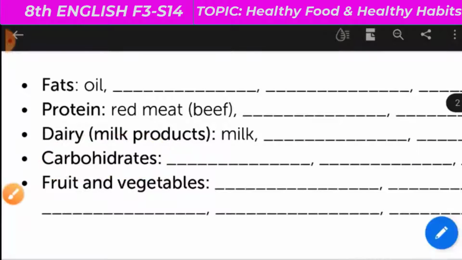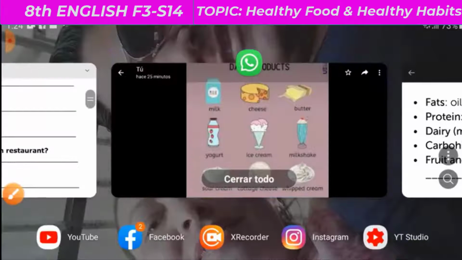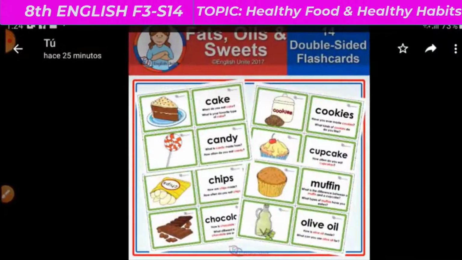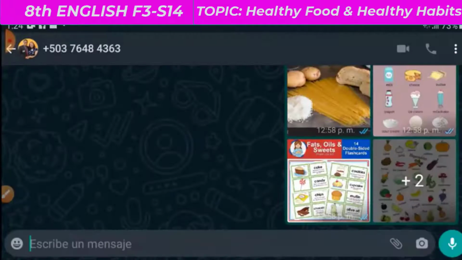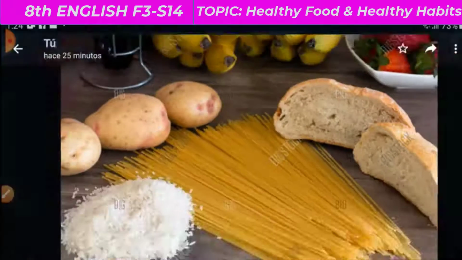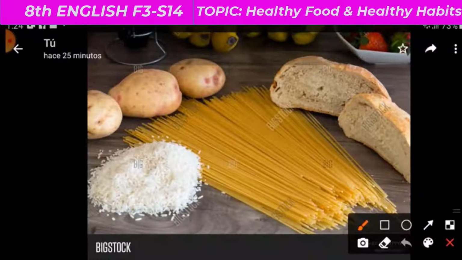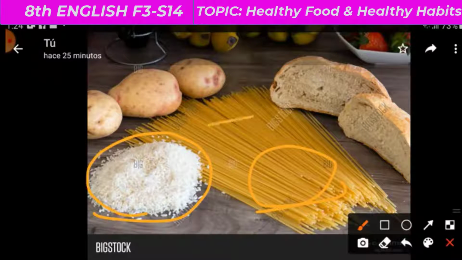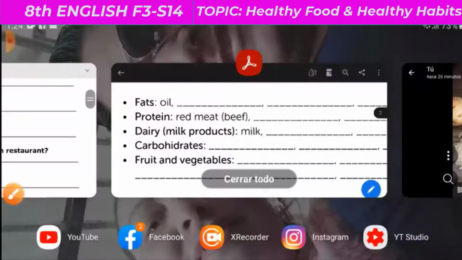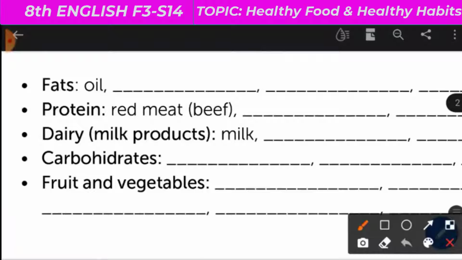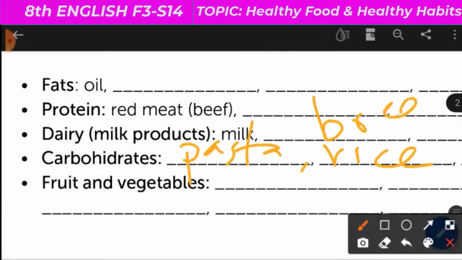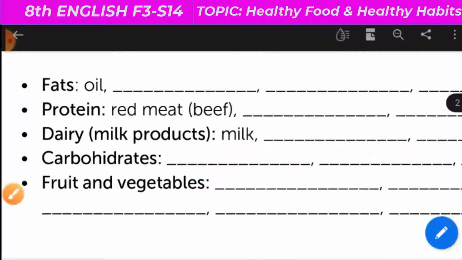Carbohydrates. You have to write examples of carbohydrates. Some examples of carbohydrates are the following. Pasta, rice, bread, okay, those are carbohydrates.